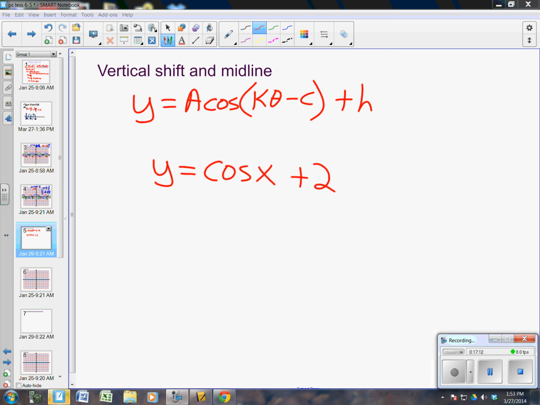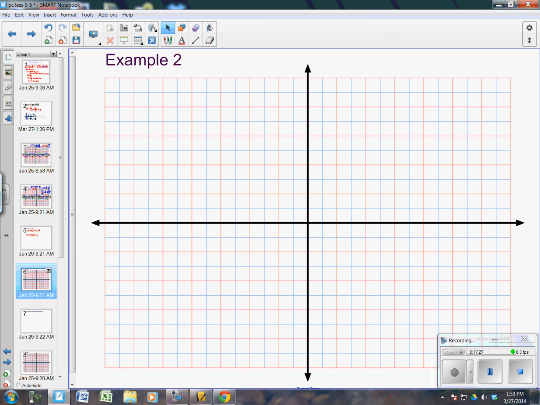It's a vertical because the plus 2 is not included. We're not taking the cosine of that. We're just taking cosine of x, and then we're adding 2 to the whole function. It's going to make it all move up 2 units. So we're going to do an example and graph one. Let's take, for example, this one right here.